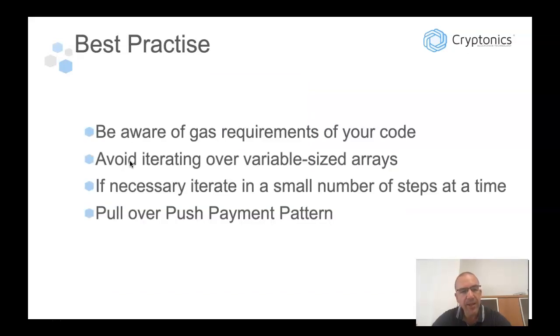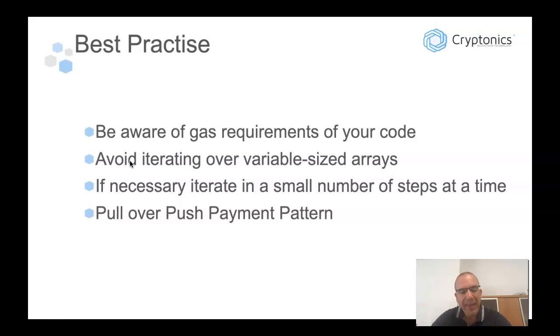So that's something to watch out for, which brings us to best practices. So obviously, not just for this, but in general, you have to be aware of the gas requirements of your code. Think about how much gas a function might consume. And in general, you should avoid iterating over variable-sized arrays, because if they do grow too big, then the code is stuck. If it is necessary to iterate over a number of items or an array, make sure that you do it in reasonable sized steps. For example, process 100 payouts at a time, and then you just have to perform several transactions.